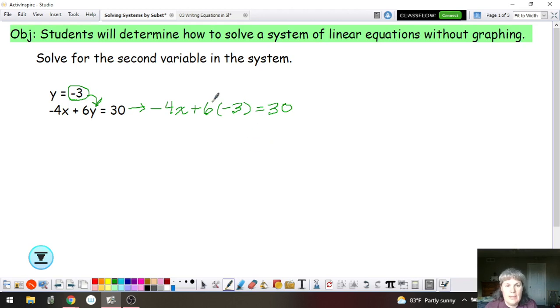We can begin by multiplying 6 times negative 3. So we have negative 4x. Positive 6 times negative 3 is minus 18 equals 30. Now we want to isolate the negative 4x. We want to get the x term all by itself. In order to do that, we need to undo the negative 18. To undo a subtraction, you need to add 18 to both sides.